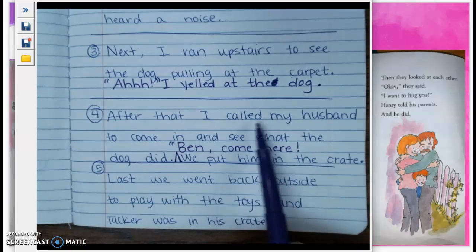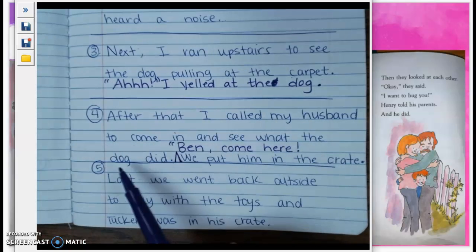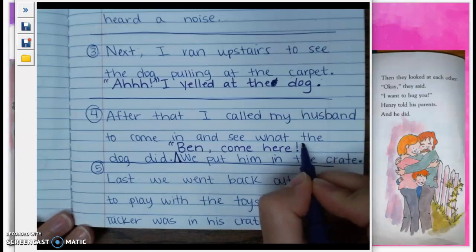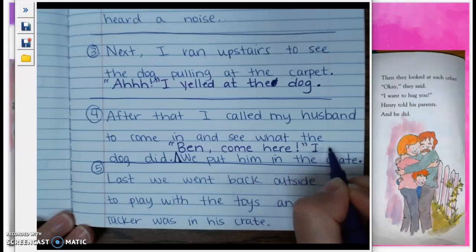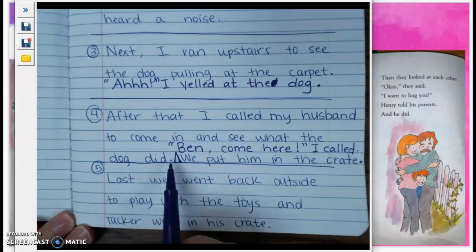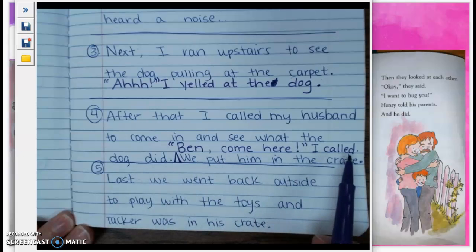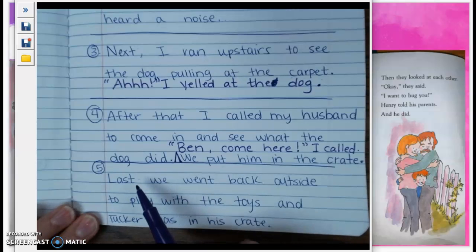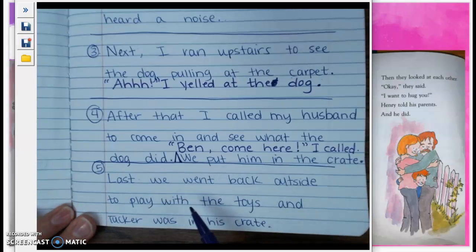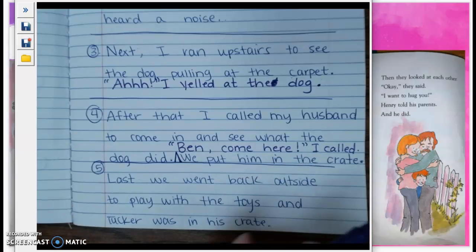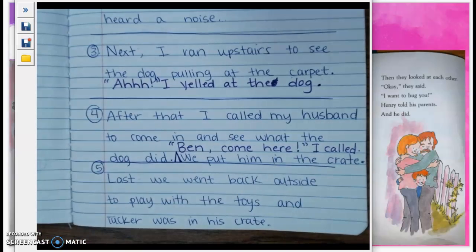So I called my husband to come in and see what the dog did. And this is where I'm going to say, "Ben, come here," I called. So I've added that now, so that way I am using some dialogue. And we put him in the crate. Last, we went back outside to play with the toys, and Tucker was in his crate. So I have added two pieces of dialogue.